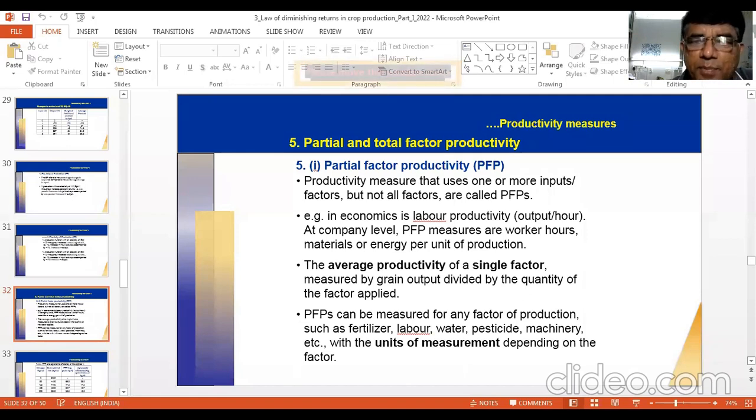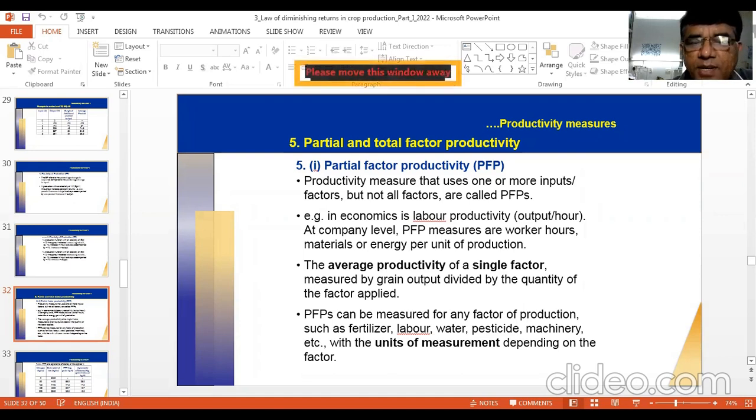In economics, labor productivity is output per hour. At company level, partial factor productivity measures are worker hours, materials, or energy per unit of production. Or you can define partial factor productivity as the average productivity of a single factor, measured by grain output divided by the quantity of the factor applied. I just gave you the example of nitrogen. What is the yield at 30 kg? What is the yield at 60 kg? Divide that yield by the quantity of nitrogen.